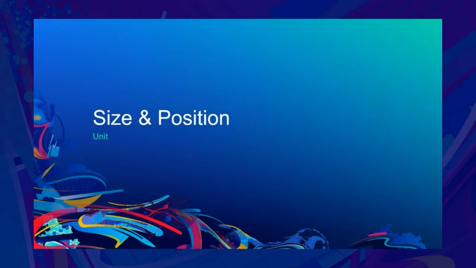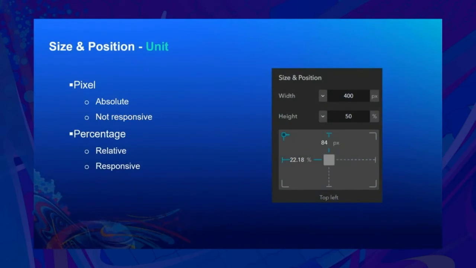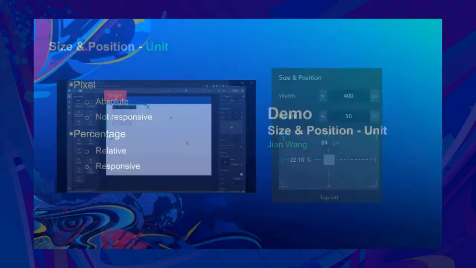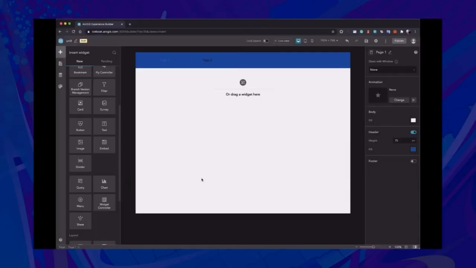When dealing with the widget size and position, you have to understand the unit you use. There are 2 unit types in Experience Builder, pixel and percentage. Pixel is an absolute unit. When widget use this unit for its size and position, it is fixed and not responsive. While you can also use the percentage, this is a relative unit, means how much proportion the widget occupies in the parent container. So it is relative and responsive when the container size changes. Let Jen explain the details in the demo.